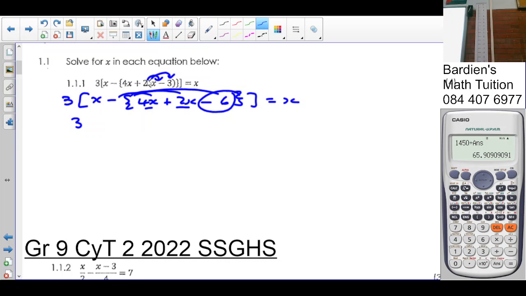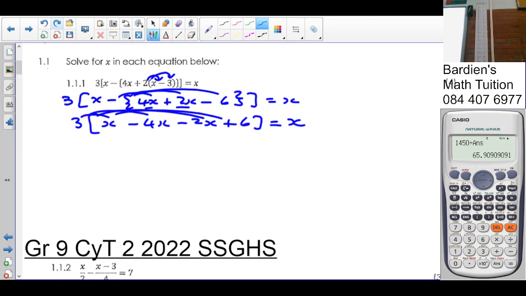So what is the issue there? It's fine. Okay, nice. So it's going to be 3 open brackets x minus 4x minus 2x plus 6 equals x. Again, one of two things I can do here: either you add your like terms or multiply the 3 in. We're going to multiply the 3 in there.